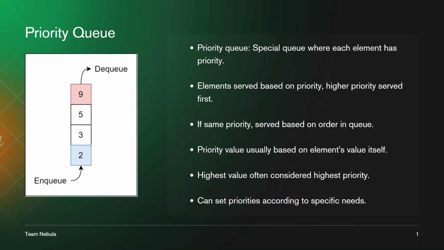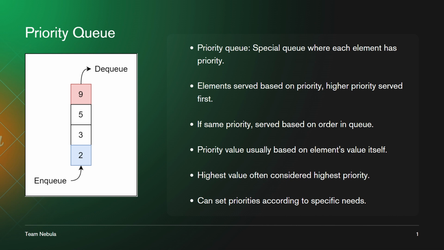Priority queue. A priority queue is a special type of queue in which each element is associated with a priority value, and elements are served on the basis of their priority. That is, higher priority elements are served first. However, if elements with the same priority occur, they are served according to their order in the queue.